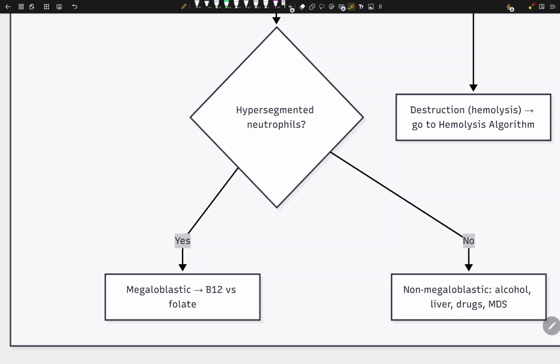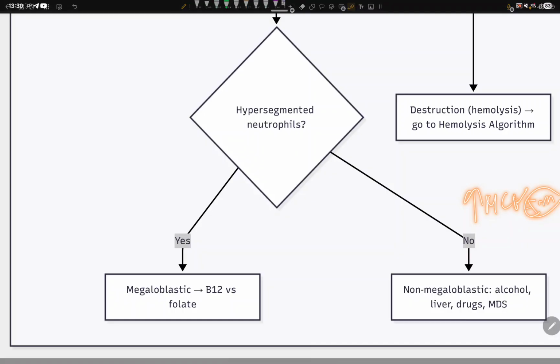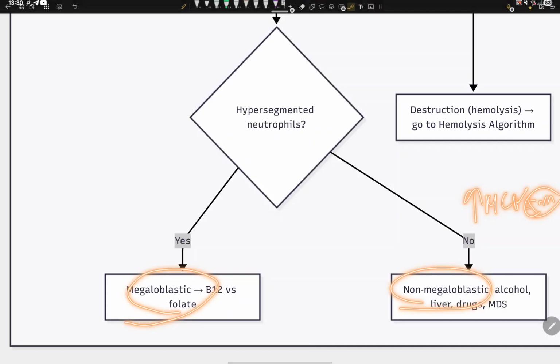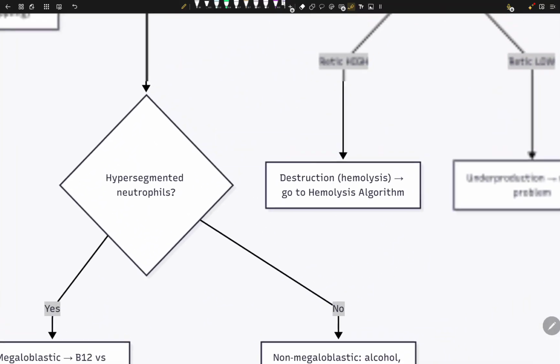Do you understand me, right? So just know that high MCV is not equal to megaloblastic. We have megaloblastic and non-megaloblastic. Non-megaloblastic is just we have alcohol, liver problems, drugs, and MDS. Okay, so we have this.